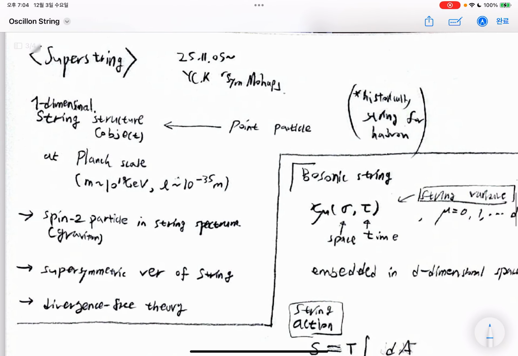string theory. Historically, string theories were motivated by hadrons, like the quark model. Instead of point particles, one-dimensional string structures or objects are introduced, especially to explain the combination of quantum and gravity theory at the Planck scale, which is 10 to the 19 GeV, and the corresponding length scale is 10 to the minus 35 meters.